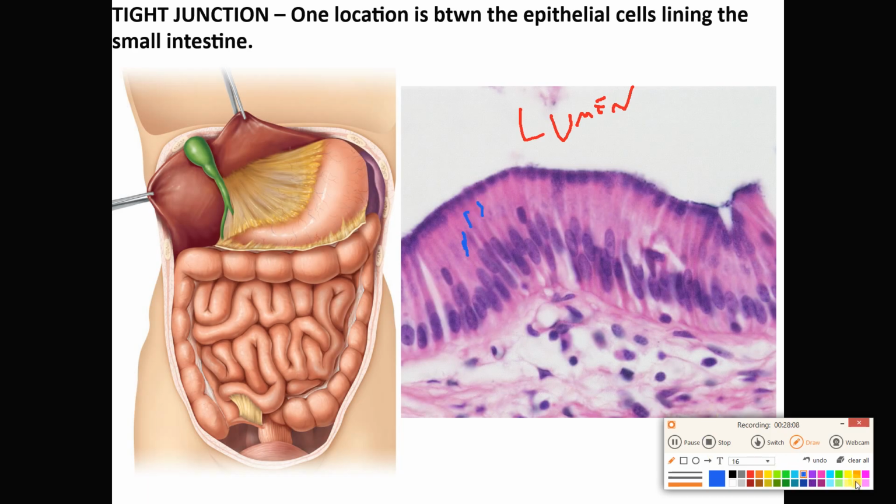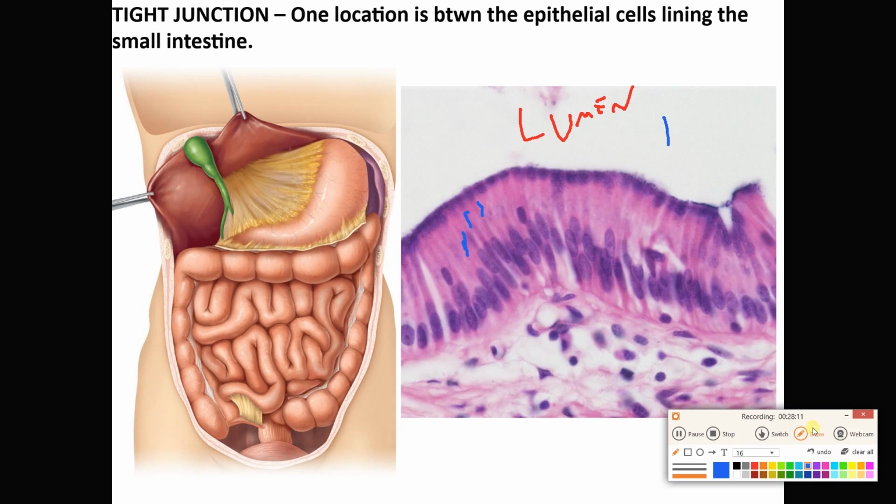And that's going to prevent any bacteria. Let's make the bacteria. That's a B for bacteria. We don't want bacteria to be able to sneak through here and get into our underlying tissue, our blood vessels. So tight junctions are going to prevent that. So this is the lining of the small intestine. Cells here are adjoined by tight junctions to prevent things from sneaking in between. Okay.